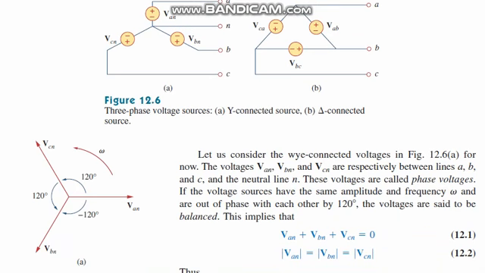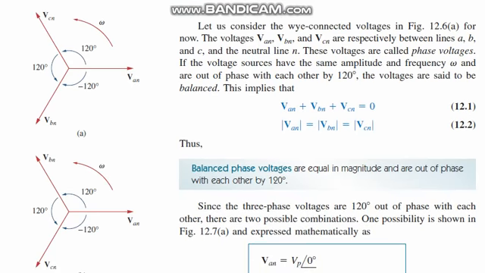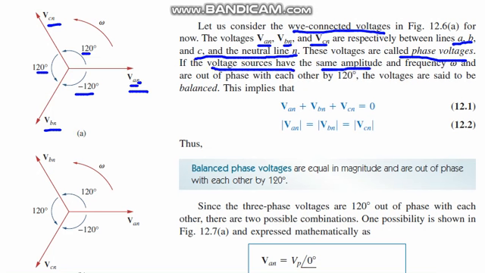Here you can see some phasor considerations, how balanced phase circuits are considered. Here is a phase diagram drawn. Each one is 120 degrees apart, as you can see. VAN, VBN, and VCN: let us consider Y connected voltages for now. The voltages VAN, VBN, VCN are respectively between lines A, B, and C and the neutral line. These are phase-to-neutral voltages, known as phase voltages. If the voltage sources have the same amplitude and frequency omega, and are out of phase with each other by 120 degrees, the voltages are said to be balanced.